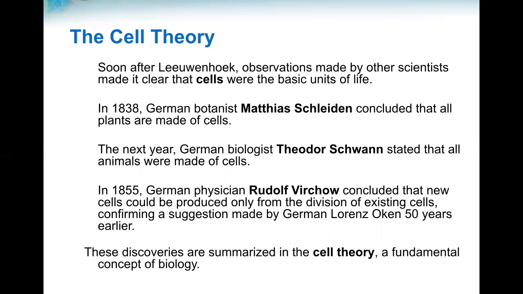In 1838, German botanist Matthias Schleiden concluded that all plants are made of cells. The next year, German biologist Theodor Schwann stated that all animals were made of cells. In 1855, German physicist Rudolf Virchow concluded that new cells could be produced only from the division of existing cells, confirming a suggestion made by the German Lorenz Oken 50 years earlier. These discoveries are summarized in the cell theory, a fundamental concept of biology.